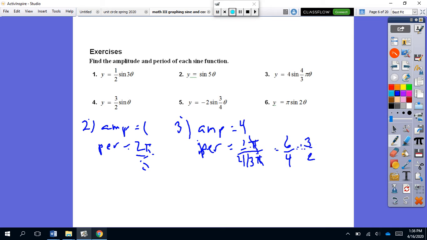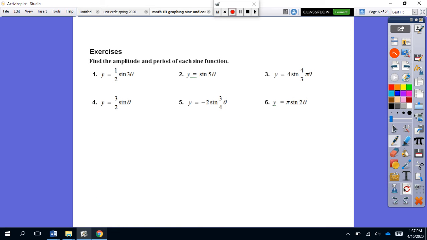Okay, number 4. The amplitude is 3 over 2, so we just leave it. You don't have to make it a decimal. 3 over 2. Since b is 1, the period is just 2 pi. So 2 pi over 1 is 2 pi. Now I'm going to erase this, so if you didn't copy it all down, stop the video.